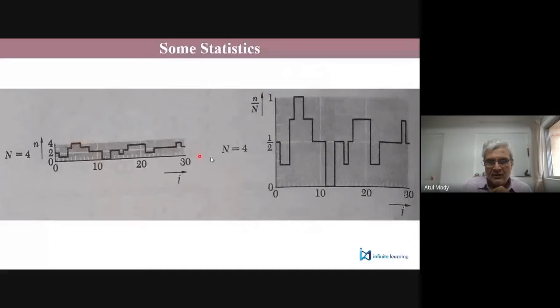This is, of course, the fractional one. So you can see when all 4 are on the left half, the fraction of molecules on the left half will be 1, and when there are 2 and 2, the fraction will be half. So that's the kind of situation you would see.